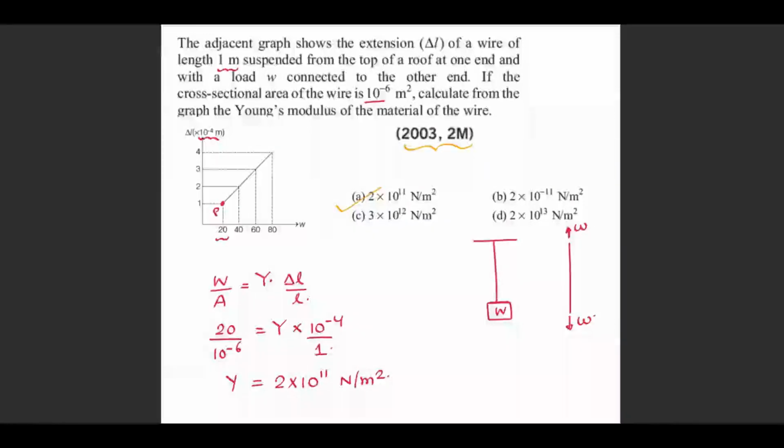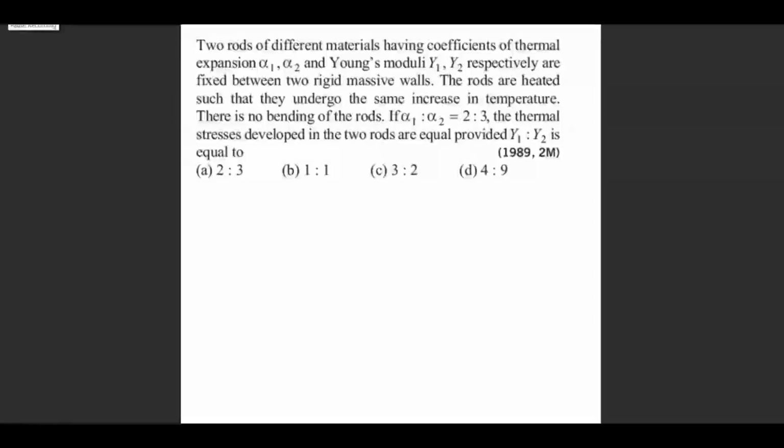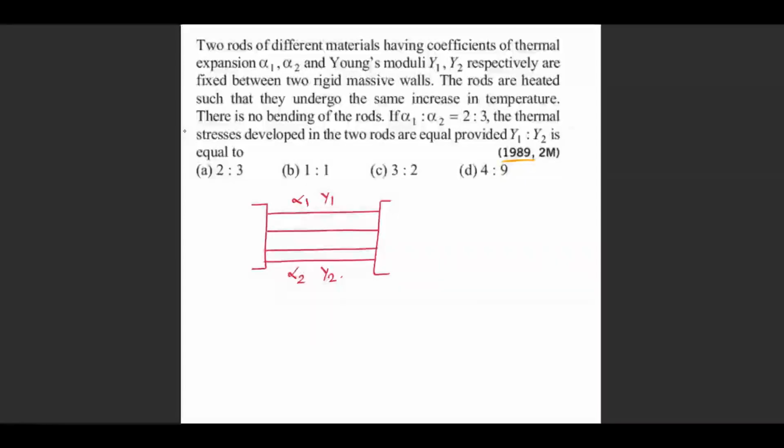Let's move on to the next question. The next question is quite an old question. It's from the 1989 paper, right? In this question, it is given that there are two rods having alpha 1 and alpha 2 as their coefficients, and Young's modulus values. They undergo the same stress, correct? The ratio of alpha 1 to alpha 2 is given, that is 2 is to 3. We have to find this ratio.